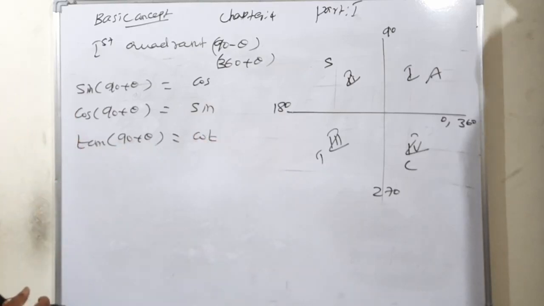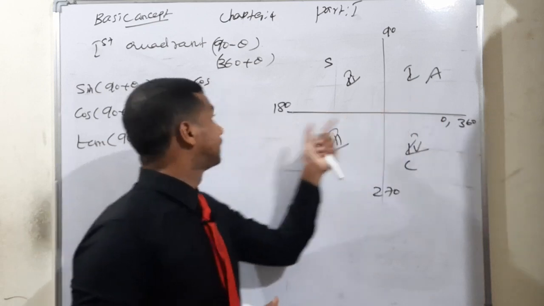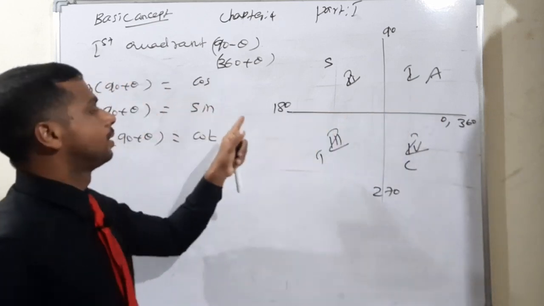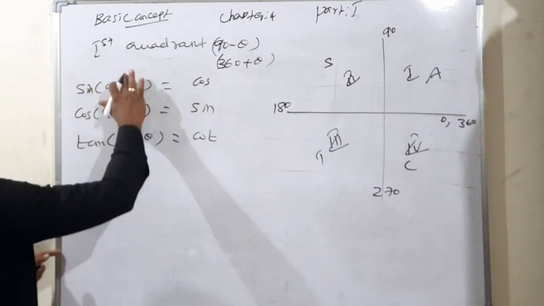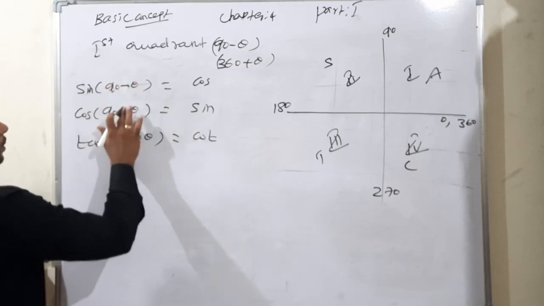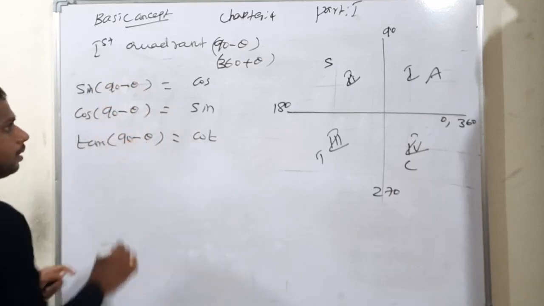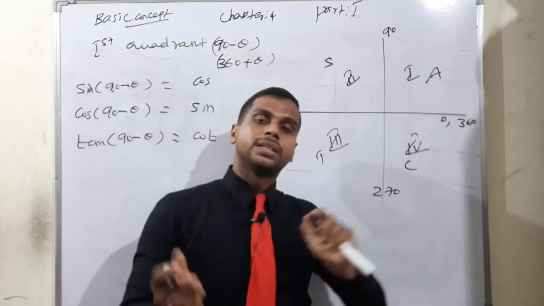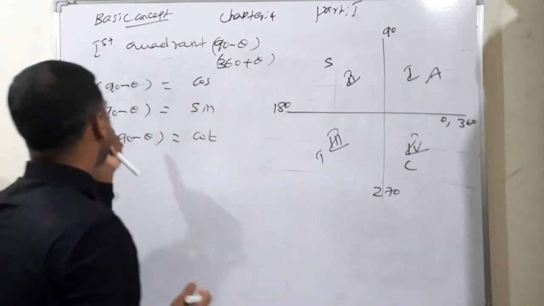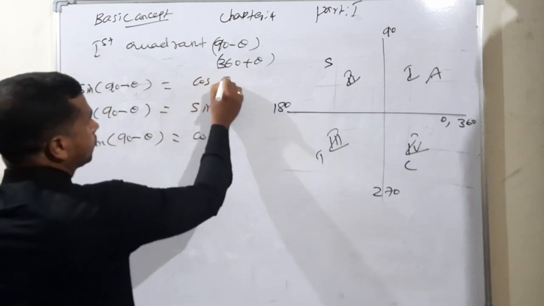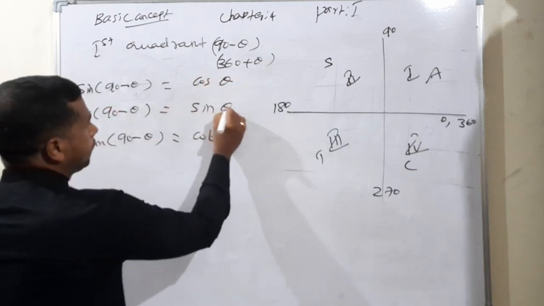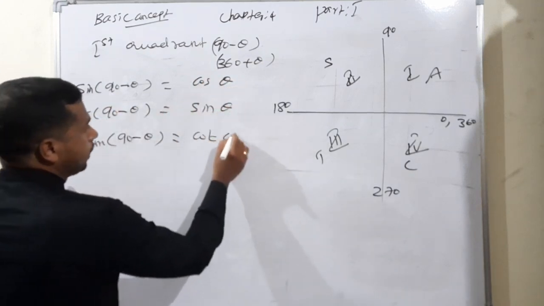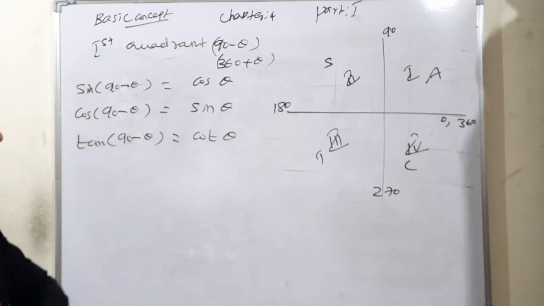But the sign is according to the quadrant. Quadrant means 90 plus theta, isn't it? Sorry, my dear, this is 90 minus, no? 90 minus. So 90 minus definitely lies on the first quadrant. First quadrant means all the values will be positive. So sin 90 minus theta is positive cos theta. Then cos 90 minus theta is positive sin theta. Tan 90 minus theta is positive cot theta because it lies on the first quadrant.